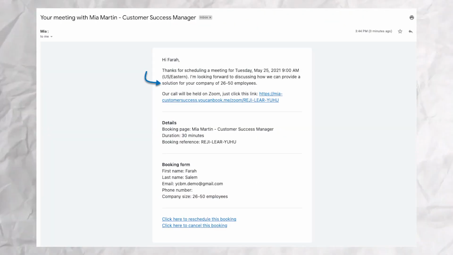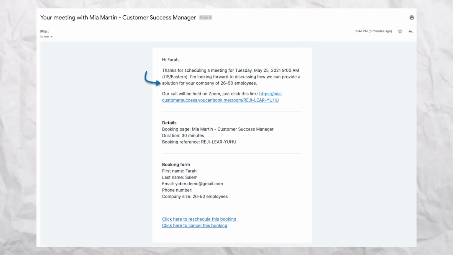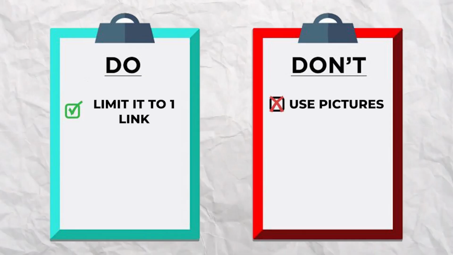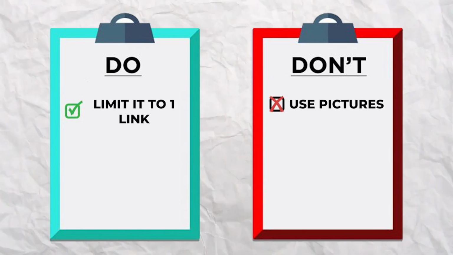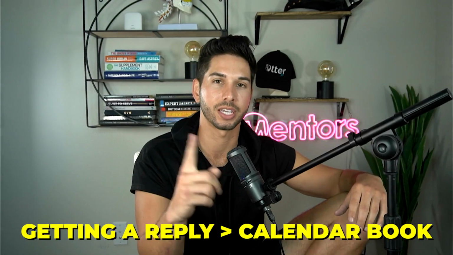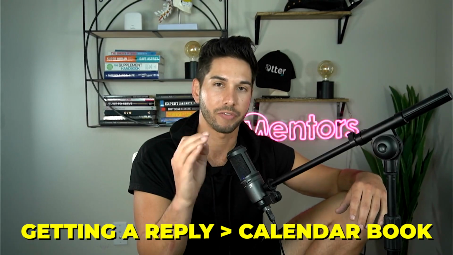In terms of links, a lot of people like to use a Calendly or a booking link or even a case study link in that sending campaign. My rule to you is limit it to 1 link. If you want to send them to Calendly, go ahead and do that. But as you'll learn in future videos, I think it's much better to leave it open-ended and try and get a reply rather than getting a calendar book from that first email. But if you want to link to a case study, if you want to link to your Calendly, 1 link.